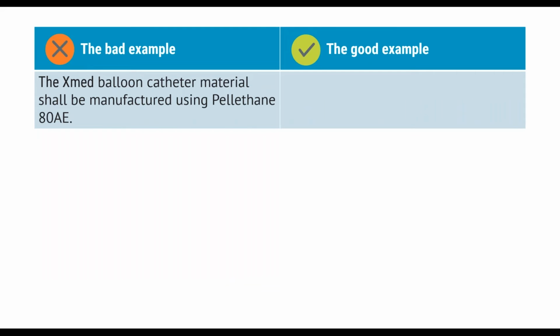Now, I want to bring up a few examples of what requirements should not be like, and how you should write them to meet ISO 13485 requirements on design and development inputs. And let's start with this here. The XMED balloon catheter material shall be manufactured using polyethylene 80. And what could be the problem with this one? It looks like a requirement, right? But the problem with this one is that it's not a design and development input, it's an output. This is actually a design output.